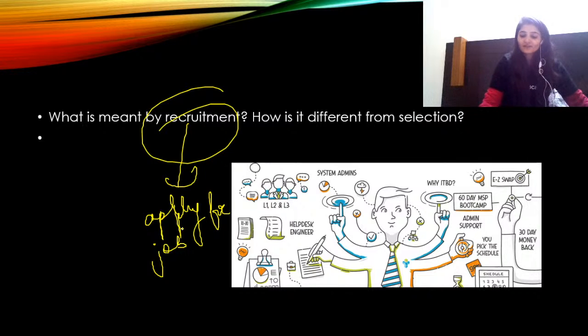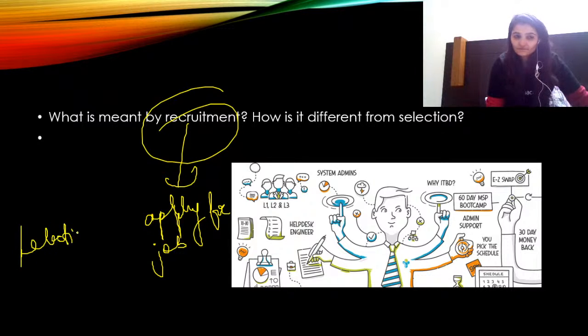What do you mean by the selection? Okay, Akash, what do you mean by the selection? Selection क्या होता है? Answer में selection क्या होता है?